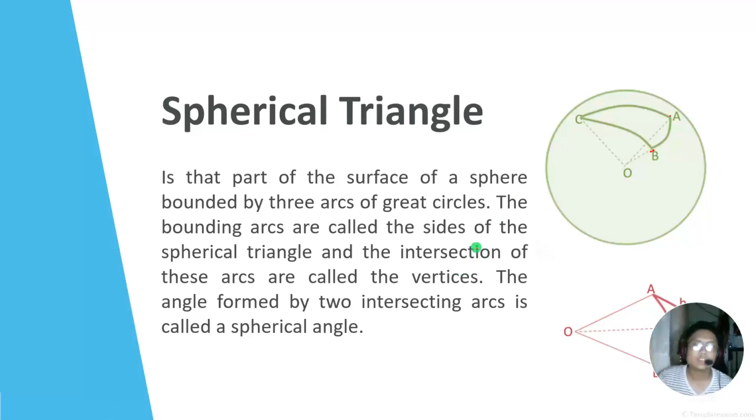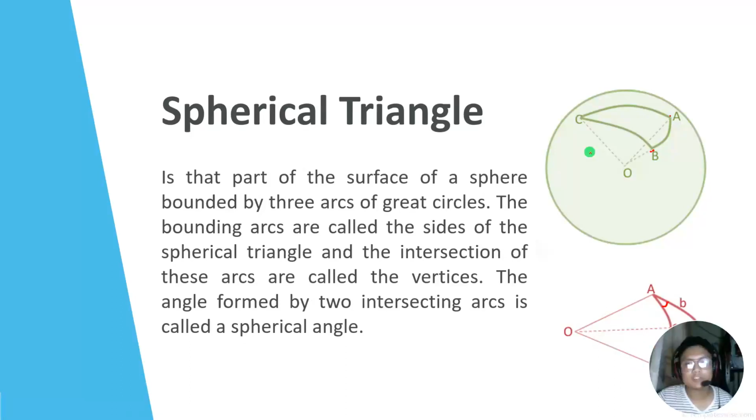Okay. So, the points of intersection of these arcs are called the vertices, point A, point B, and point C. The angle formed by two intersecting arcs is called the spherical angle. In a plane triangle, we call that an interior angle. Here in a spherical triangle, that angle formed by two intersecting arcs is called the spherical angle. So, we name that angle A, angle B, and angle C. So, let's take a look at some properties of a spherical triangle.